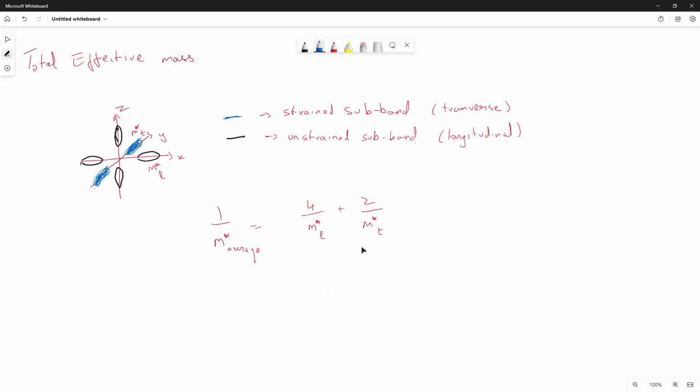Before going there, can you quickly guess what will happen if m transverse were to become larger?